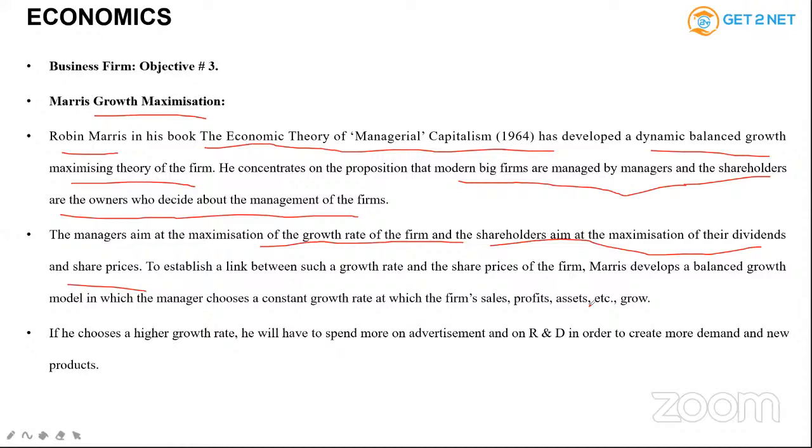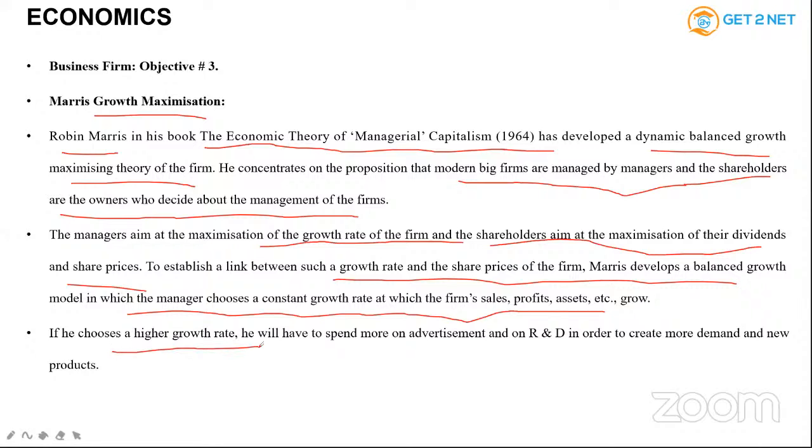So, in order to establish a relationship between growth rate and share prices, मैरिस ने क्या किया, उन्होंने एक बैलेंस ग्रोथ मॉडल डेवलप किया जहां पे एक मैनेजर कांस्टेंट ग्रोथ चूज कर सकता है रिलेटेड टू सेल्स, प्रॉफिट्स, असेट्स, एवरीथिंग. If he chooses a higher growth rate, then he has to spend more on advertisement and research and development so that more demand and new products can be created in the market. Okay, this is the third objective of a business firm, Marris's growth maximization.